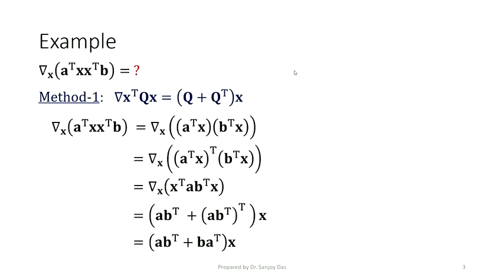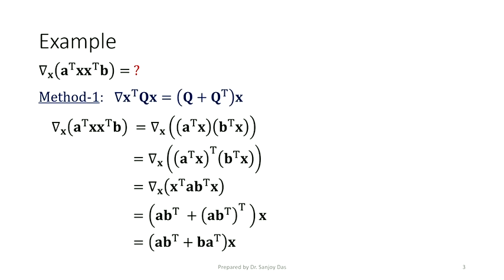Now, here's an example. Let's try to differentiate this function, a transpose x, x transpose b. This is a scalar because a is always a column vector. So a transpose is 1 by n, this is n by 1, x transpose is 1 by n, and this is n by 1. All the inner dimensions match, the outer dimensions are 1 and 1, so this is a scalar. What's the derivative of this with respect to x?